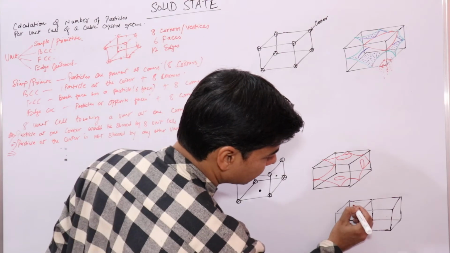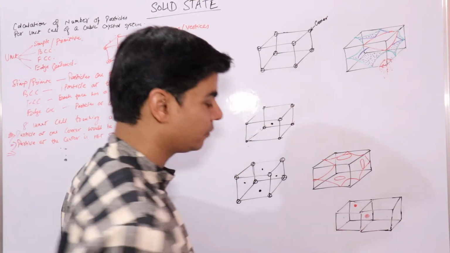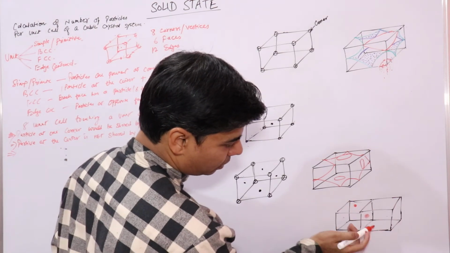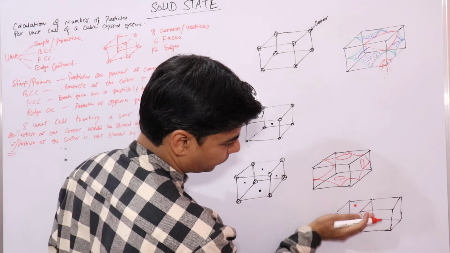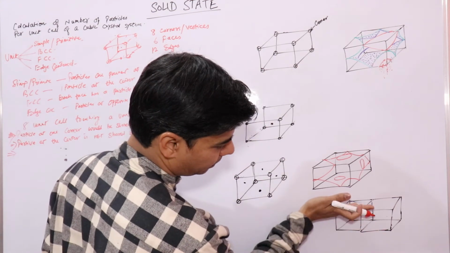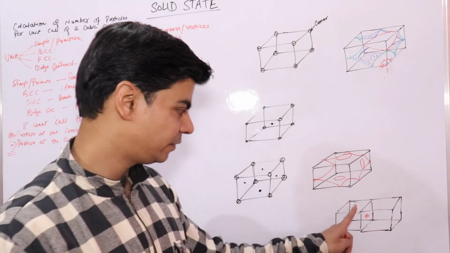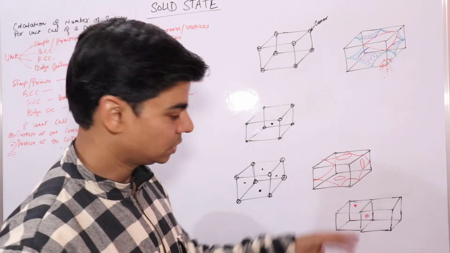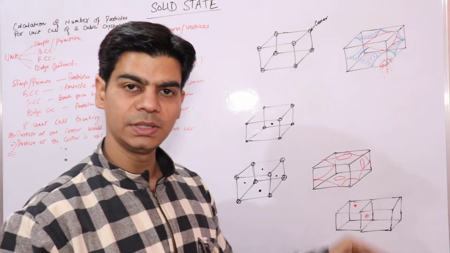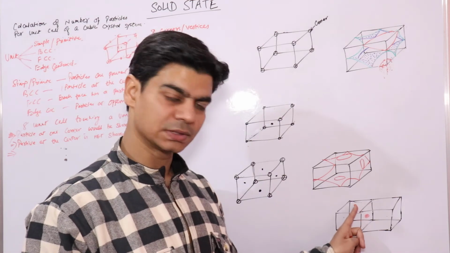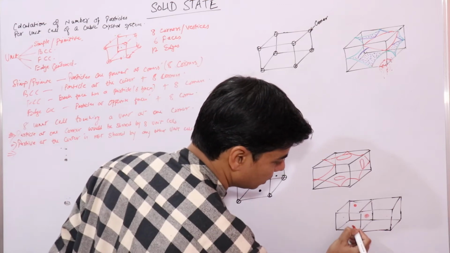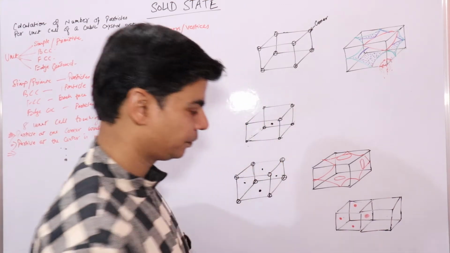Similarly, if this is the face, and a particle is present at this face, same as this, there would be a unit cell above this. So at this face also, this particle would be touched by 2 unit cells. Touched by 2 unit cells means the particle at this face would be shared by 2 unit cells. Similarly with this and with this, right?